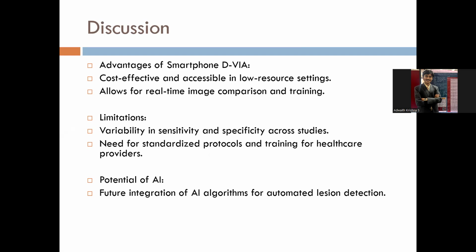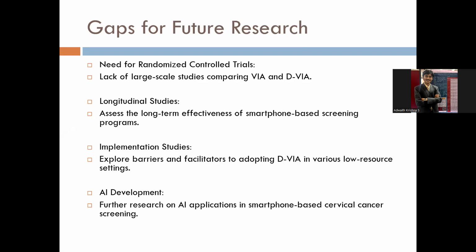Future integration of AI algorithms for automated lesion detection is something which we are doing right now, which is going on. Now, this research had a few gaps, as in there was a need for randomized control trials, which are large scale studies comparing VIA and DVIA. Longitudinal studies to assess the long term effectiveness are required, and exploring barriers and facilitators to adopting DVIA is also required.